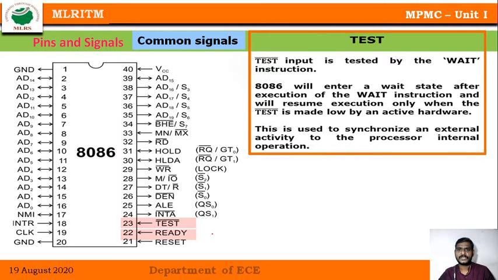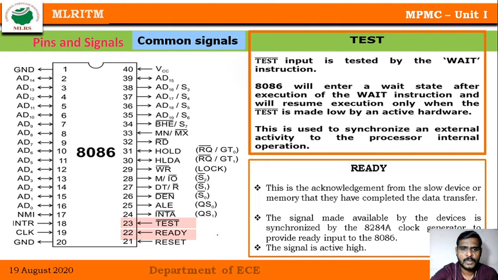So whenever the 8086 executes a WAIT instruction, it enters the wait state, and will resume execution only when the TEST bar signal is made low by an active hardware, because it is an active low signal, when it is connected to that particular slow hardware. This is used to synchronize an external activity to the processor's internal operation.